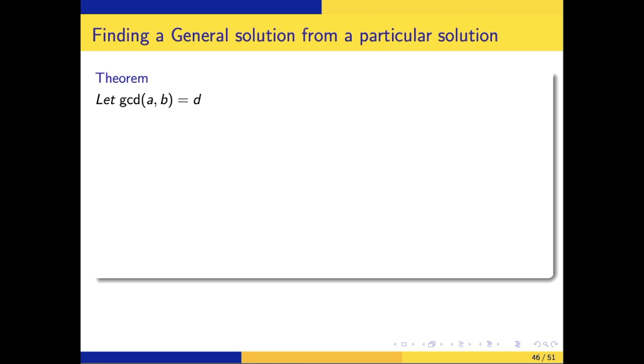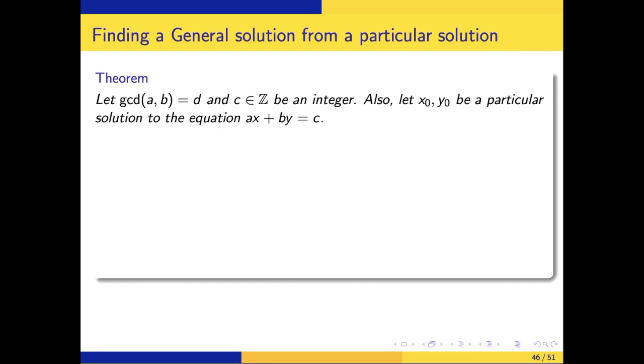We are finally ready now to find the general solution from a particular solution to any linear Diophantine equation. Let the GCD of a and b equal d, and let c in Z be an integer. Also let x0, y0 be a particular solution to the equation ax plus by equals c. So in other words, ax0 plus by0 equals c.